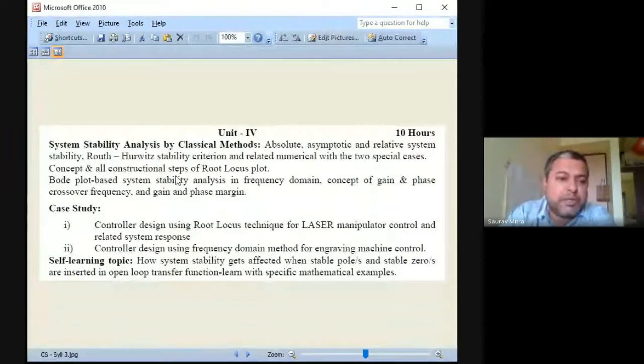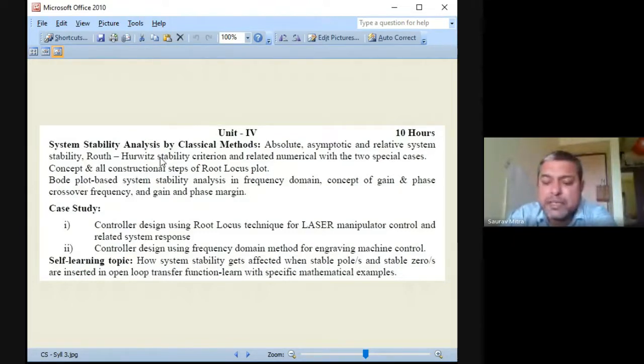So that is the second topic, root locus, and third topic is called Bode plot. Bode plot is the frequency domain analysis of stability for any system. Root locus is the Laplace domain analysis of stability of any system. Bode plot is the frequency domain analysis. Here we have to use the semilog graph paper. So these are the mainly three topics.